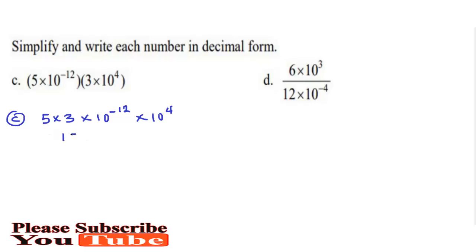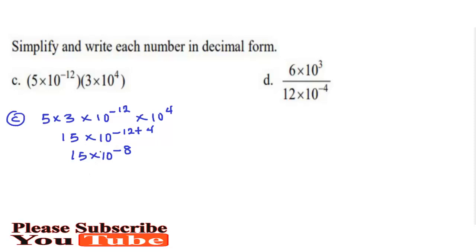5 times 3 is what? 15. Then times 10 raised to power. Now, if you look at this, they have the same base. According to the law of indices, you're going to be adding the power. So that would be what? Raised to power minus 12 plus 4. So this will give us 15 times 10 raised to power minus 12 plus 4. That will give us minus what?